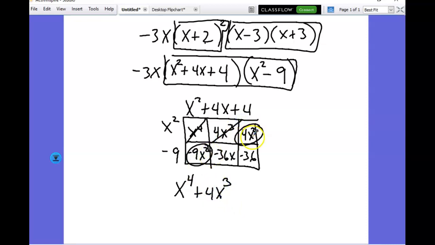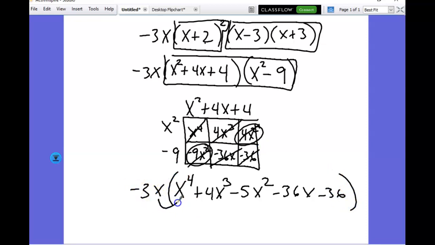And then I'll do the squares. Negative 9 and positive 4 makes negative 5x squared. And then we have negative 36x, followed by a negative 36. The last thing you do after you do the box is you do some distribution. Well, not if you want to. Kind of need to.